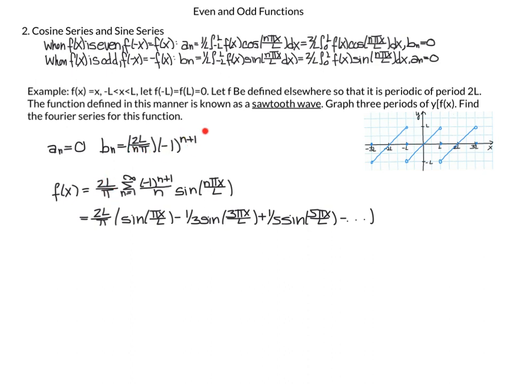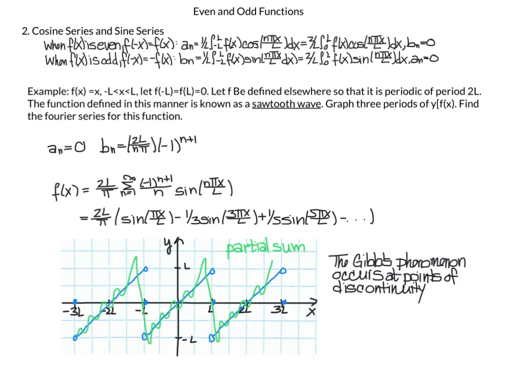My n is going to be part of my summation, n going from 1 to infinity. My negative 1 to the n plus 1 over n, that over n comes from here, and then sine of n pi x over L. And then I wrote out the first few terms over here by plugging in n equals 1, 2, and 3, etc. into my series.